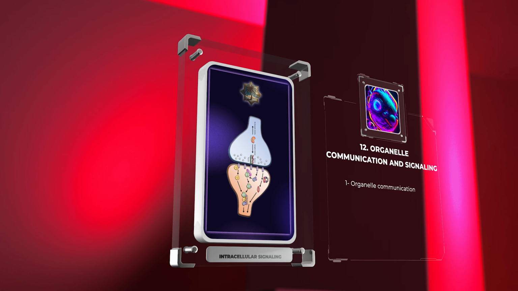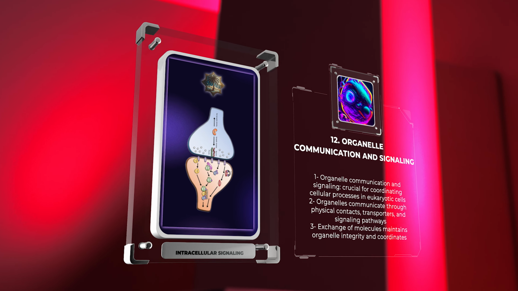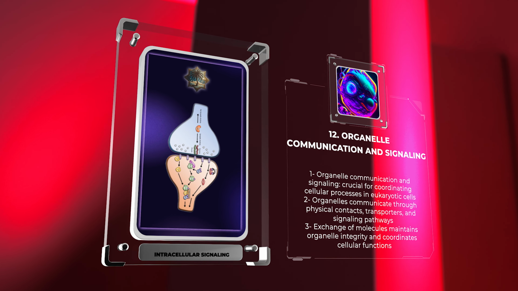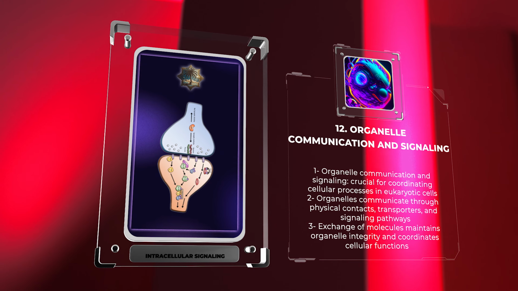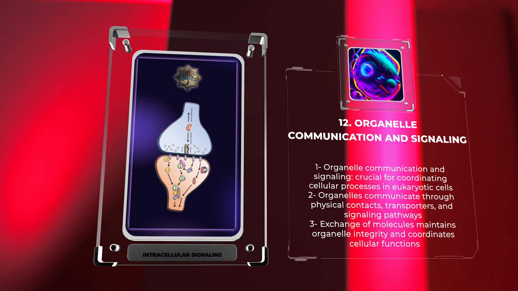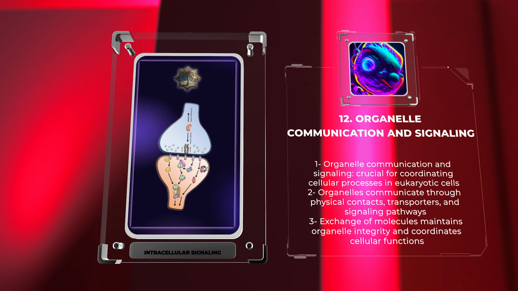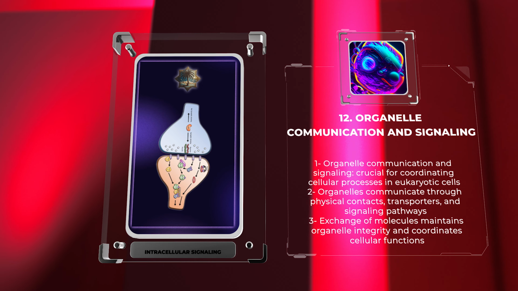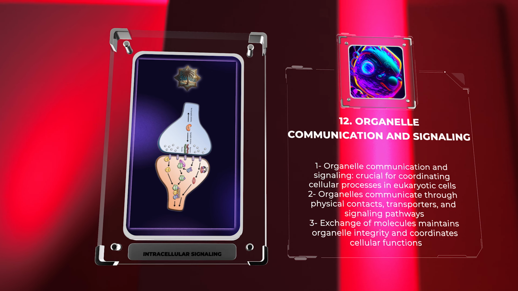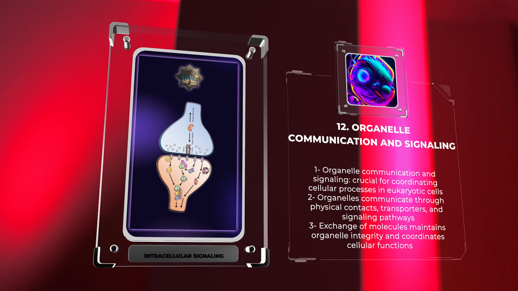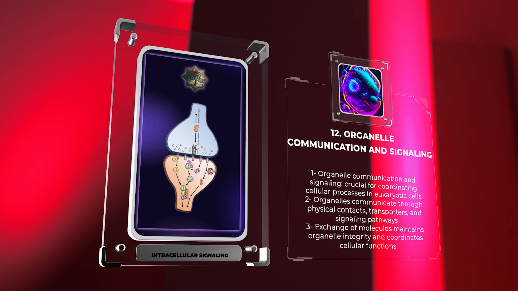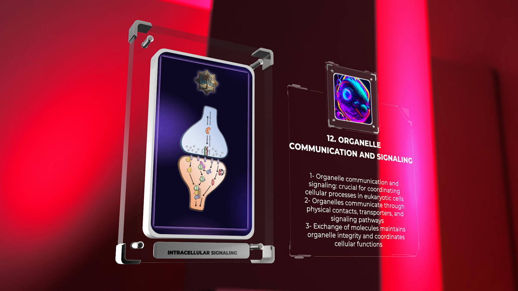Organelle communication and signaling are crucial for coordinating cellular processes in eukaryotic cells. Organelles like the endoplasmic reticulum, mitochondria, and Golgi apparatus communicate through physical contacts, transporters, and signaling pathways. This exchange of molecules maintains organelle integrity and coordinates cellular functions. Disruption of organelle communication can cause dysfunction and diseases.